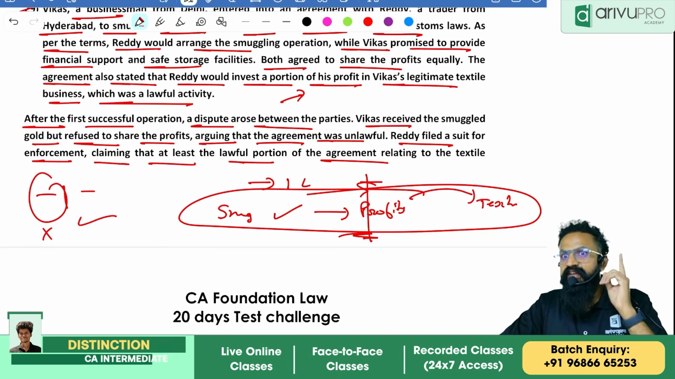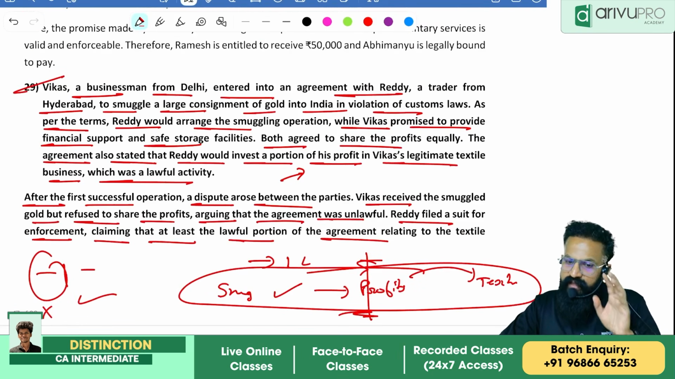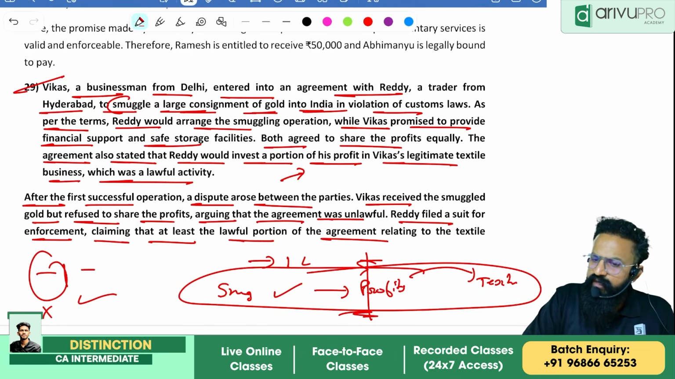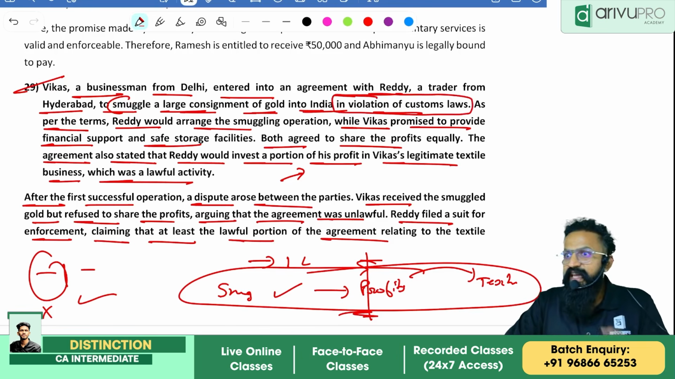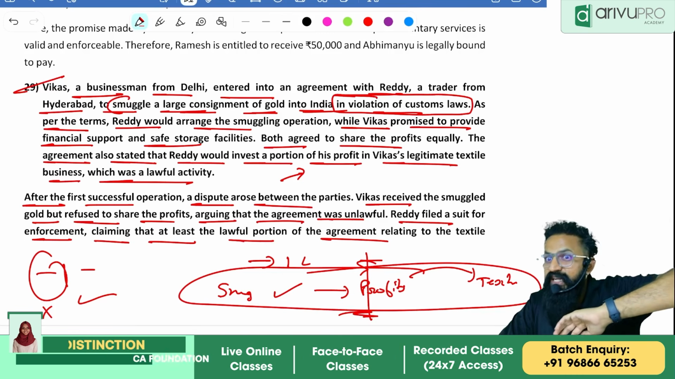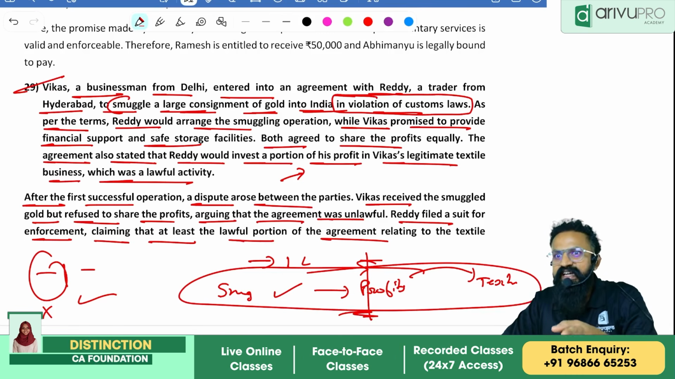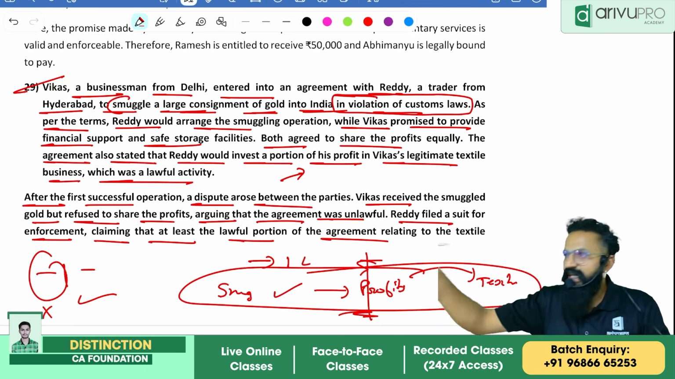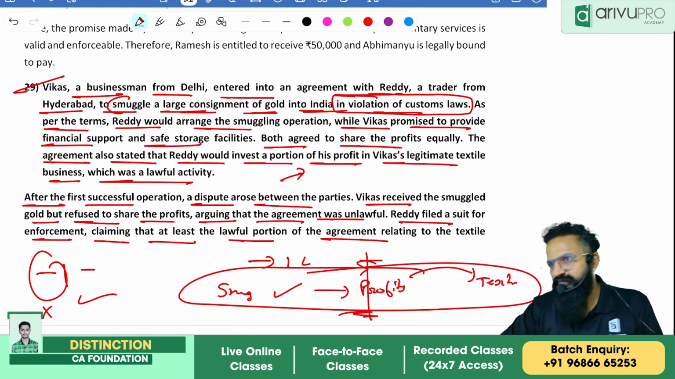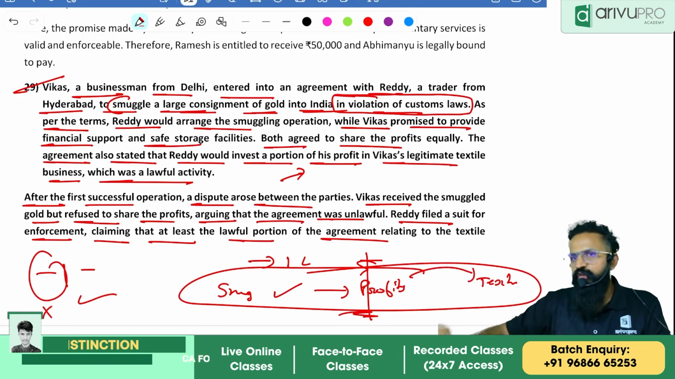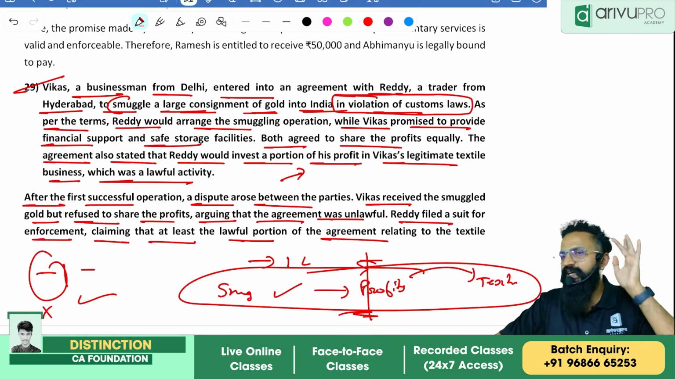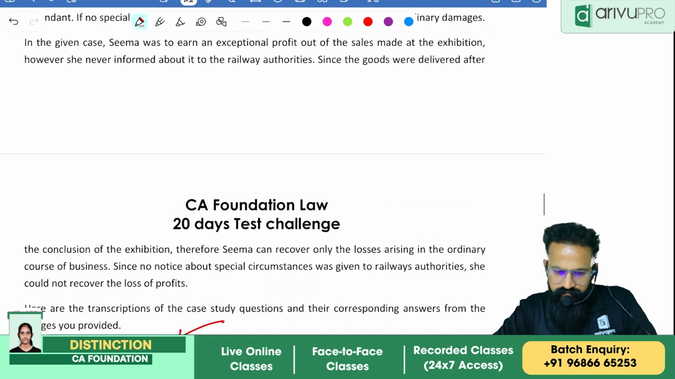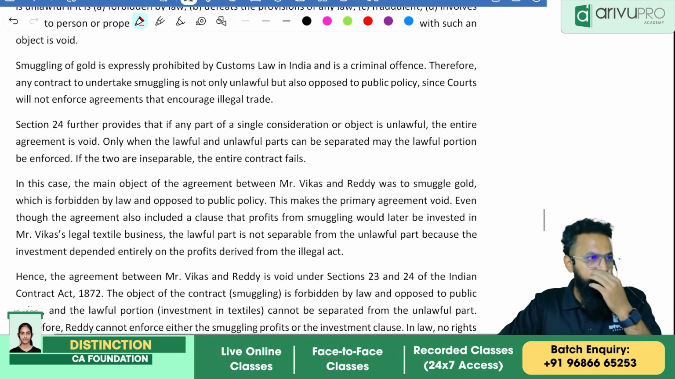The answer is simple. Anything which is forbidden under the law, I always tell you, it will be there in the question only. See: to smuggle a large consignment of gold into India in violation of custom laws. If you enter into a contract to do anything forbidden under any law, it is considered unlawful. That's the provision. Writing the provision here is a little challenging. Understood? So will I get enforcement? The answer is no, you won't get it. It is not enforceable. The whole contract is unlawful and hence it is void. Understood? All of you? This can be asked for 5 to 6 marks.